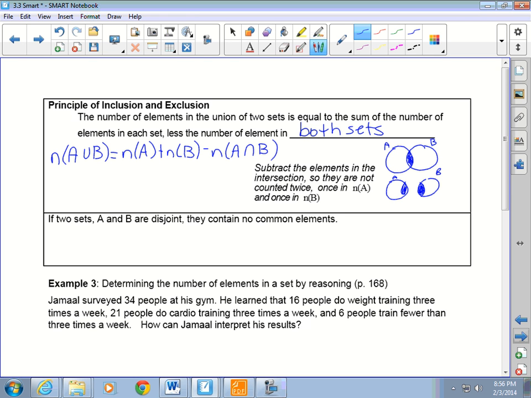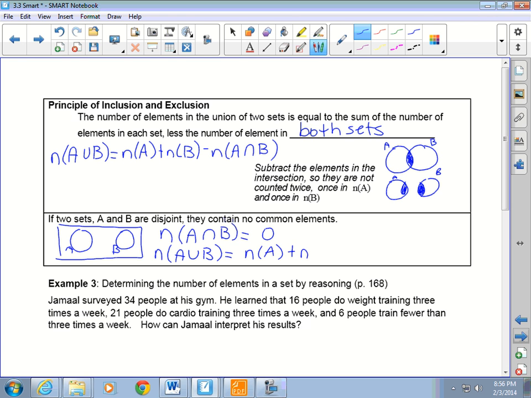If two sets A and B are disjoint, they contain no common elements. So this is what we're looking at. If we have set A, and this is set B, and the number of elements in A intersect B, there is no overlap, so it's 0. But if we're looking at the number of elements in A union B for a disjoint set, even if they have nothing in common, you're still combining them, you're joining them, that's what the union means. So it'd be the number in A plus the number in B.